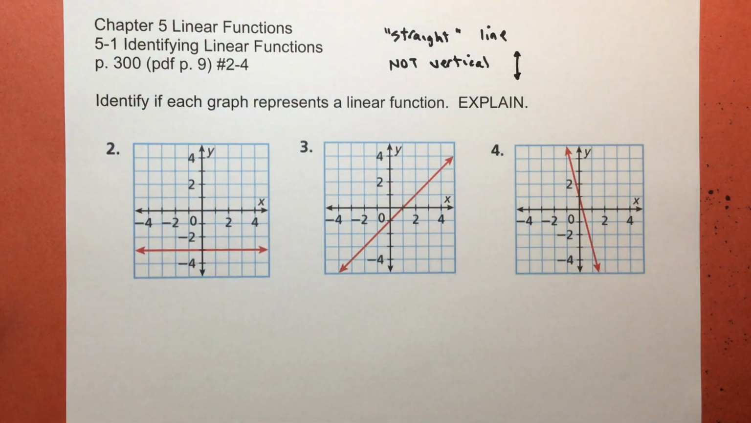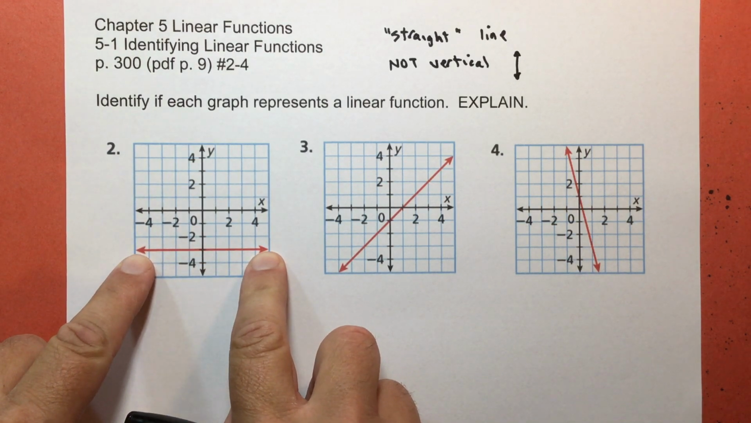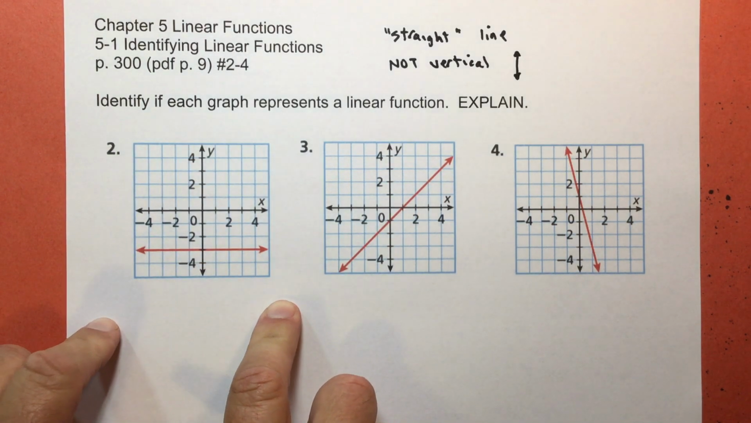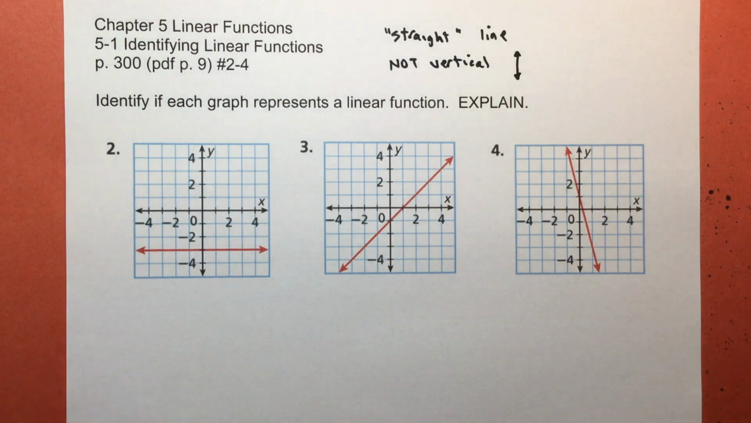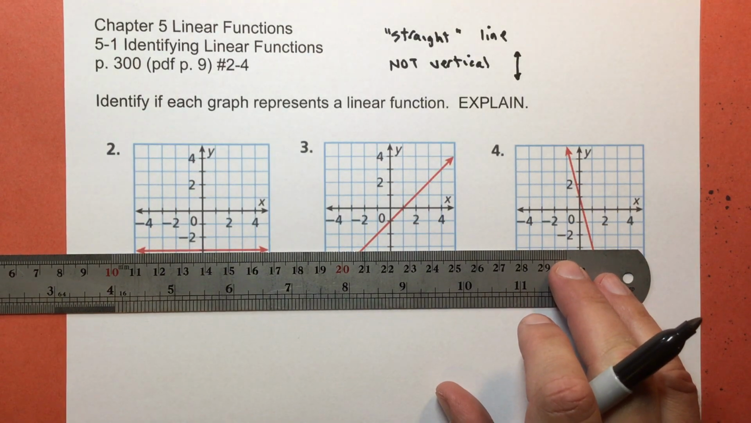Let's look at problem number 2. It looks like a line, looks straight. I could grab my ruler and it would match up. Here's a ruler. This is a machinist ruler. So it looks pretty straight.